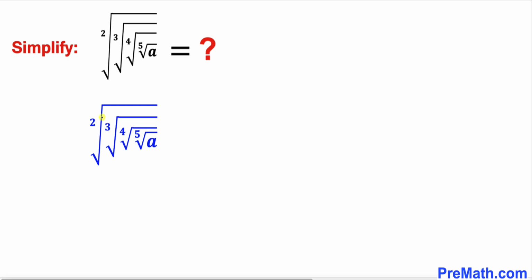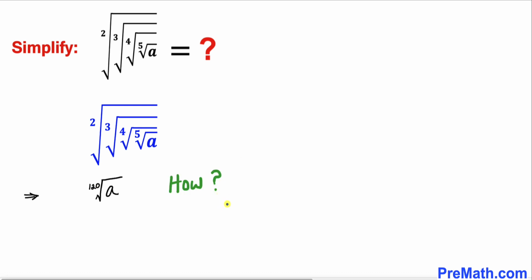Whenever we have this kind of scenario where we have these nested radicals, we just multiply out all these indices: 2 times 3 times 4 times 5. So our answer is going to be simply the radical of a with index, when we multiply out these numbers, 120. And now you might be wondering how this could be possible.